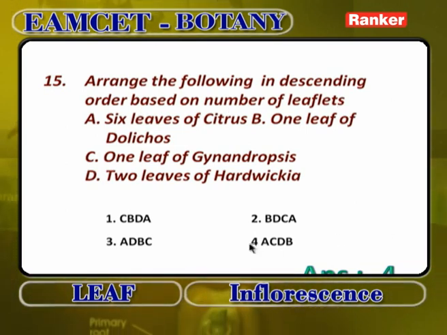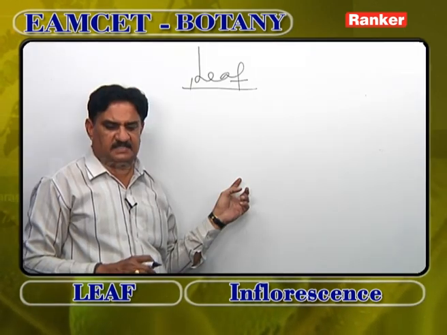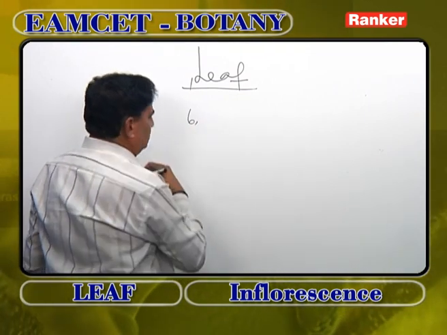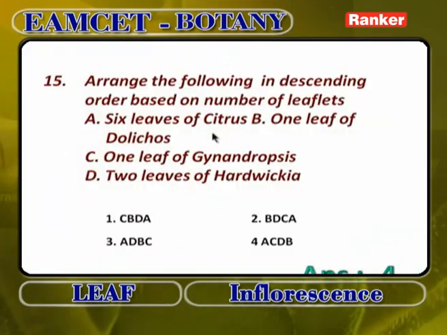Answer is 4: A, C, D, B. Why? Because 6 leaves of citrus means 6, and 1 leaf of Gynandropsis means 5.